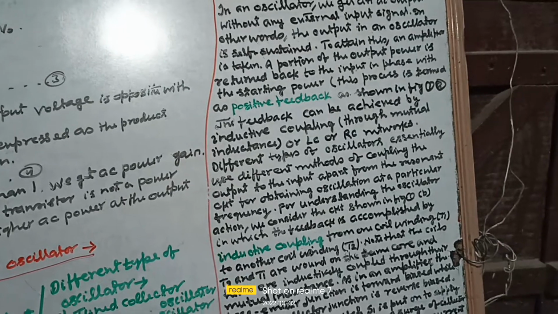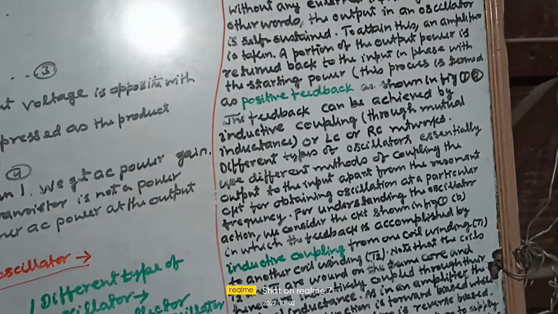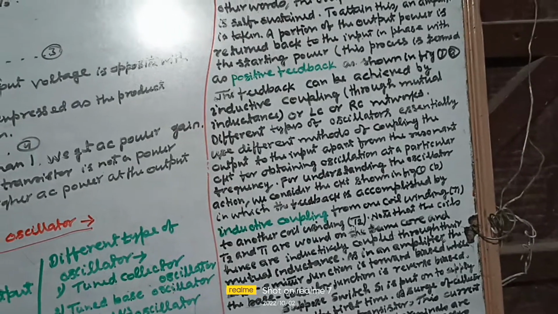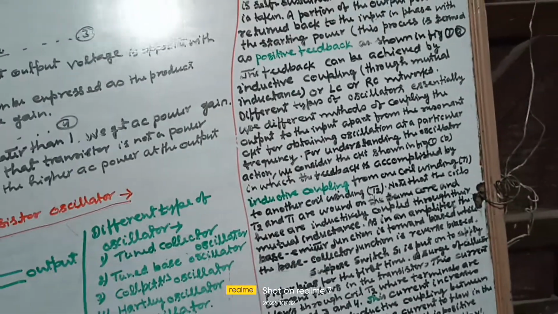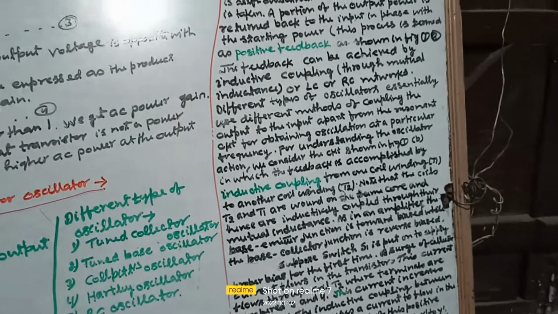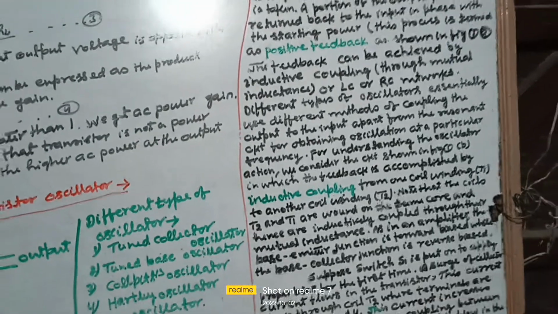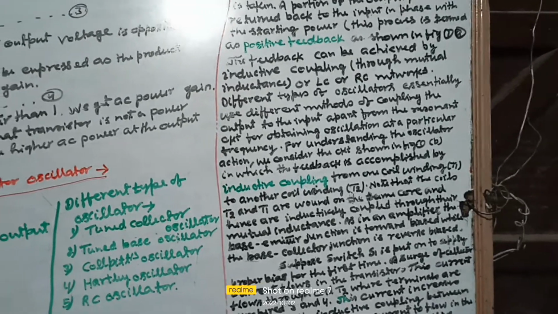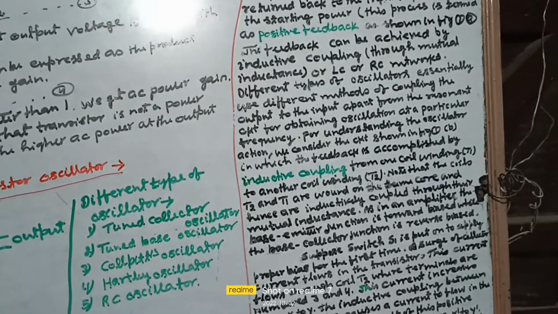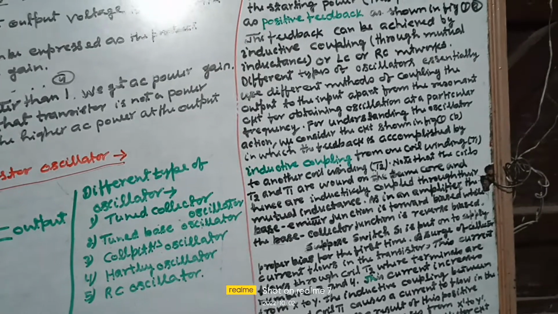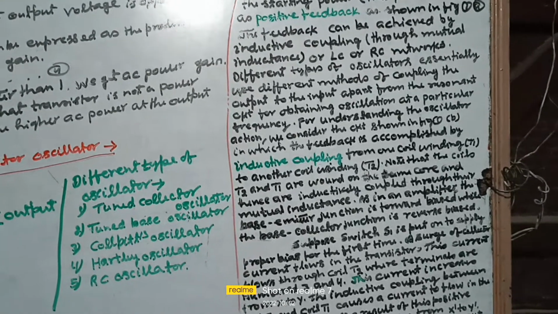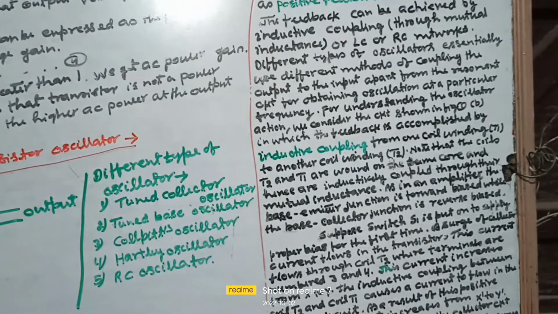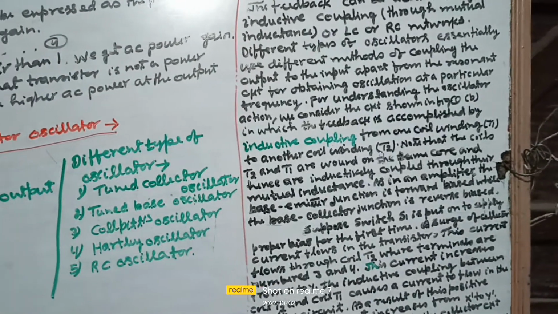In other words, the output of an oscillator is self-sustained. Whereas in an amplifier, a portion of the output power is turned back to the input in phase with the starting power. This process is termed positive feedback. As shown in figure 1a, the feedback can be achieved by inductive coupling through mutual inductance, or by LC or RC networks. Different types of oscillators essentially use different methods of coupling the output to the input, apart from the resonant circuit for obtaining oscillation at a particular frequency.